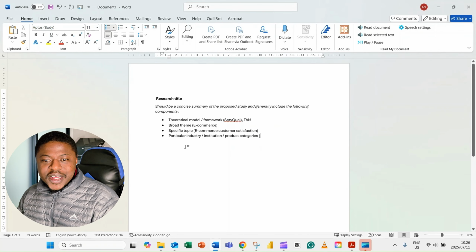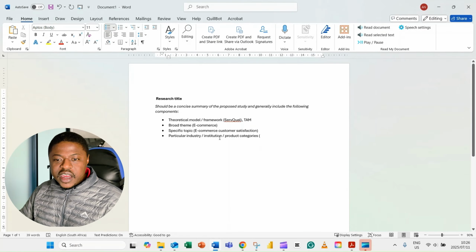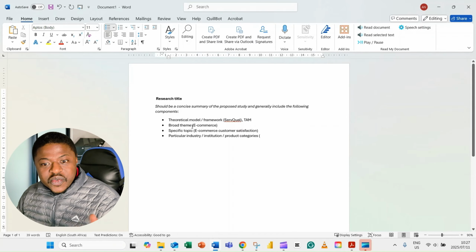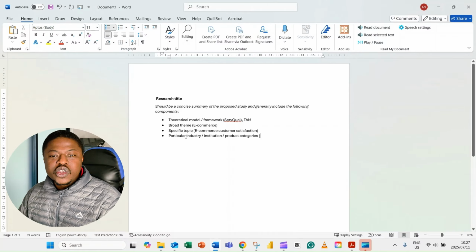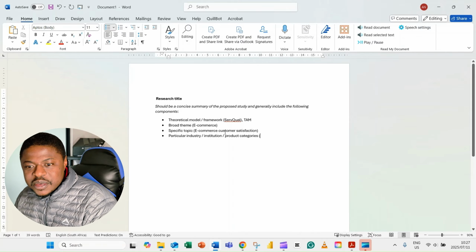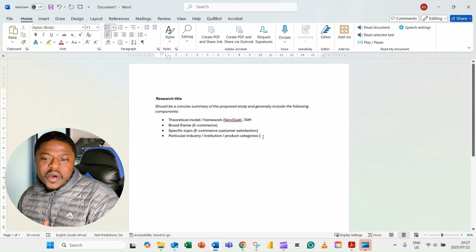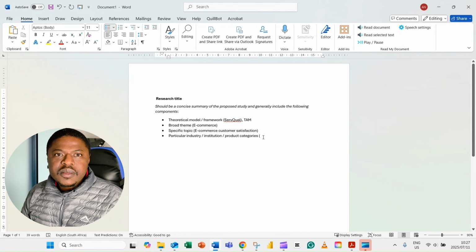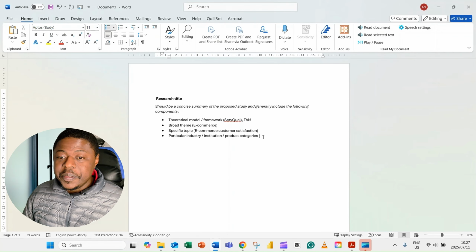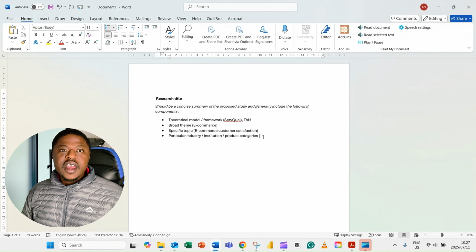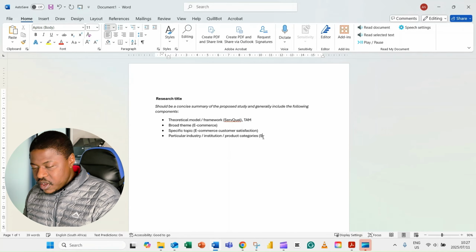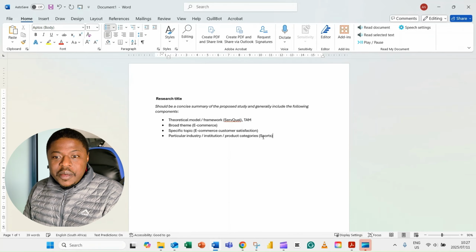Then over here is the particular industry, institution, or product category. In our case, the industry can also be the broader theme, which is e-commerce, and then the specific topic was customer satisfaction. For the particular industry or product category, e-commerce is broad, so I could say sports equipment. So I'm going to do research amongst sports customers or sports shoppers. I could say sports is my industry. So my topic is now coming together.